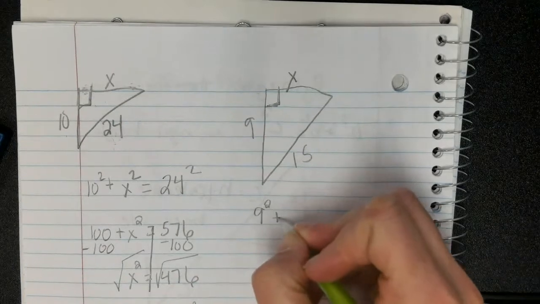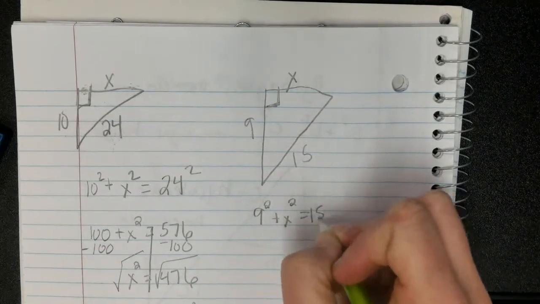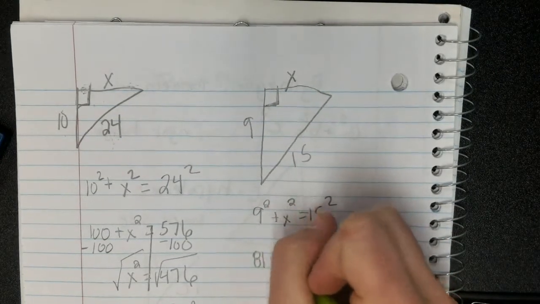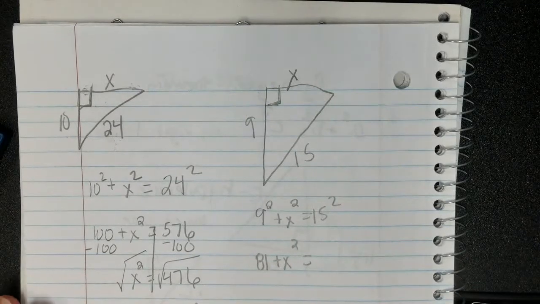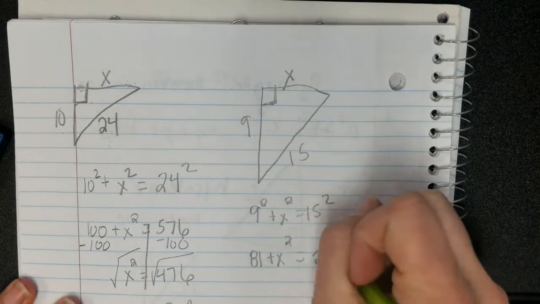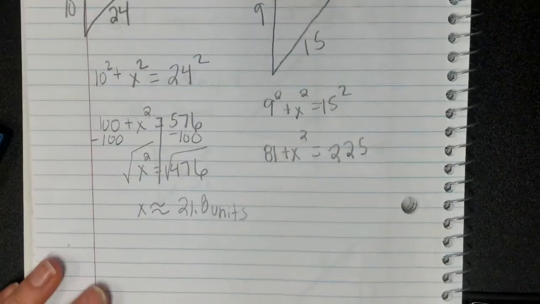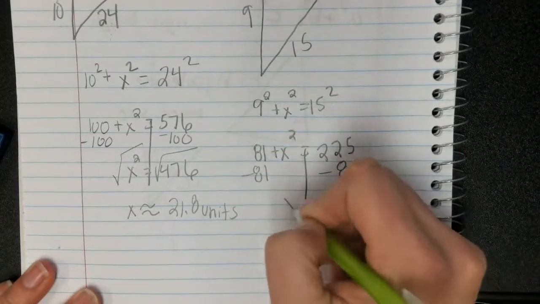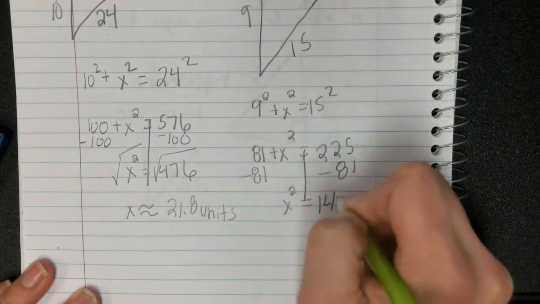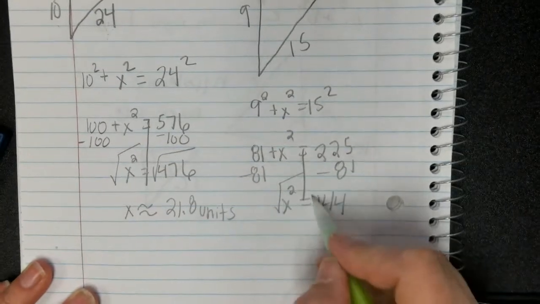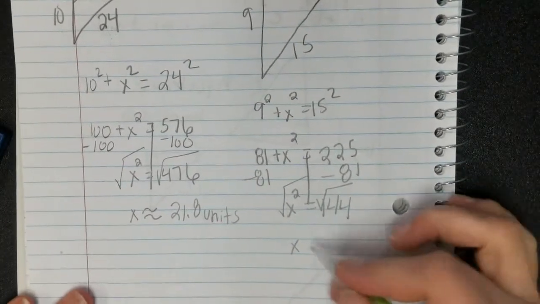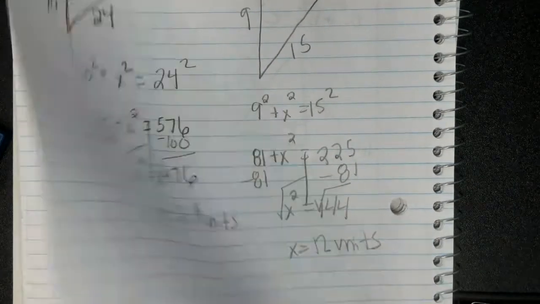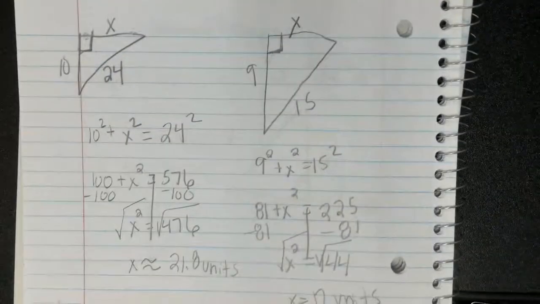So I have 9 squared plus x squared equals 15 squared. So 9 squared, 9 times 9 is 81, plus x squared equals 15 times 15 is 225. Now I'm going to get x by itself, so I'm going to subtract 81 from both sides. X squared equals 144. Take the square root of x. I already know the square root of 144 is 12, but if not, you can type it in your calculator, and it's 12 units. So there's the basics of Pythagorean theorem, and we will move into more eventually.